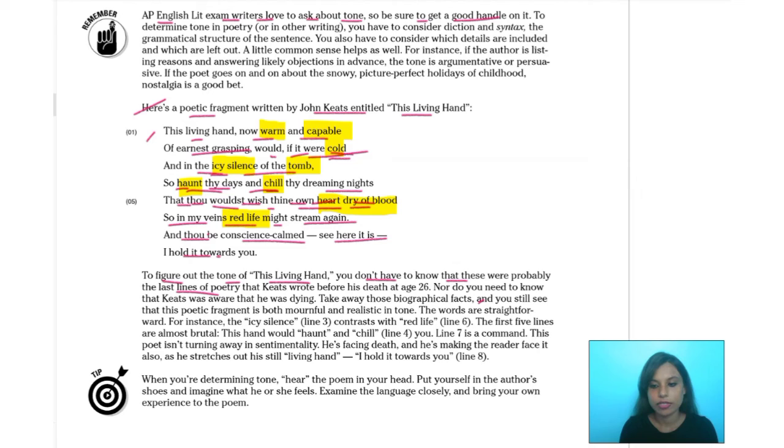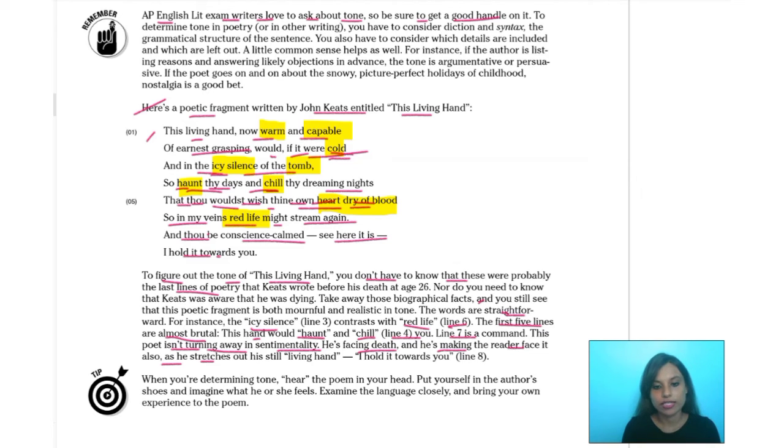The words over here you see are quite straightforward. Like for instance, the icy silence in line number 3, red life in line number 6, and the first 5 lines are almost brutal. His hand would haunt and chill. This is in line number 4. Line 7 is a command. And this poet isn't turning away in sentimentality. He is facing death, and he is making the reader face it also.